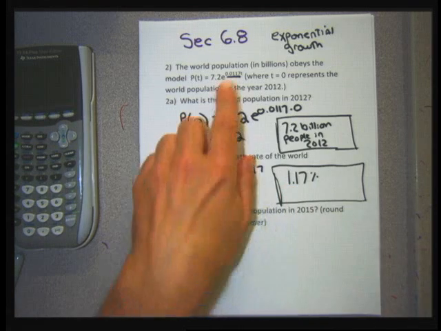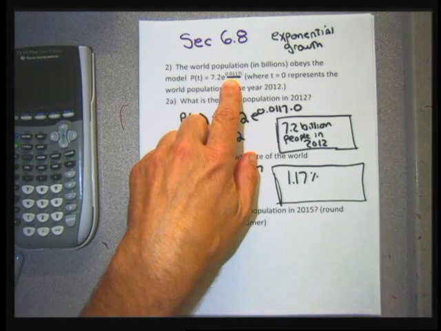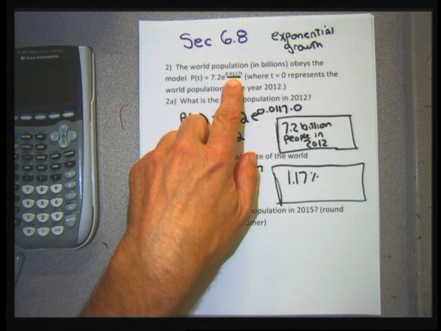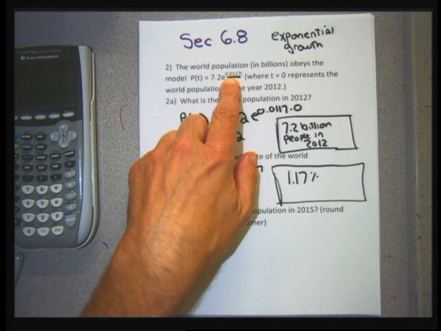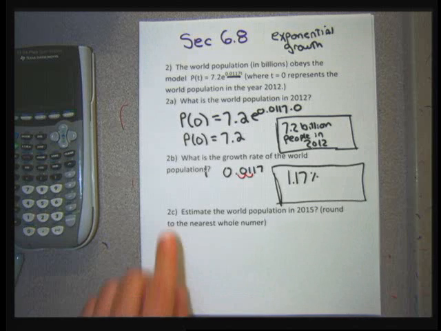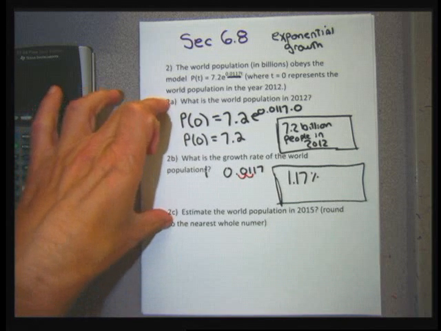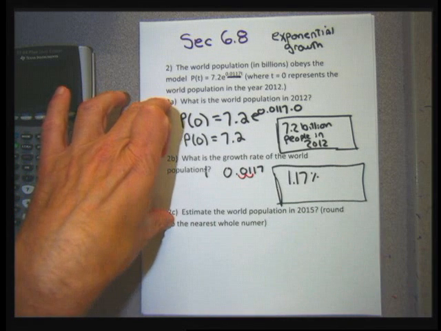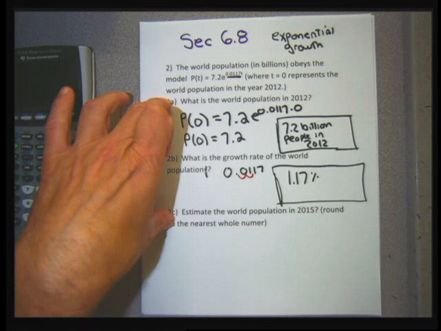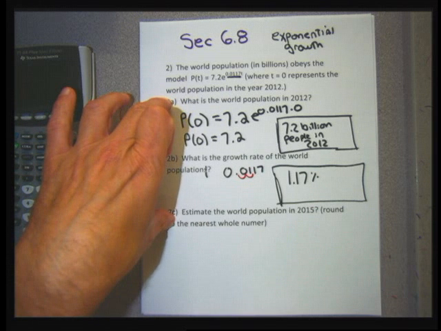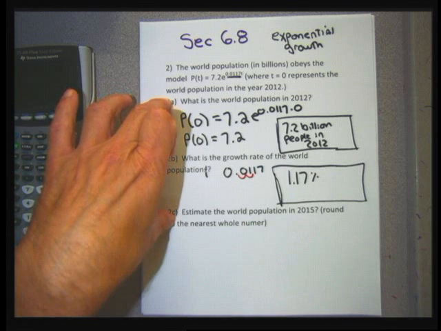And that's always going to be the case, that the rate at which the function is growing is going to be the number to the left of the t. If it's negative, it means the population is getting smaller. If it's positive, it's getting bigger. Next thing I want to do, part C, is estimate the world population in 2015. That's similar to part A. I'm going to plug a number into the formula for t and get a value that represents the world population.